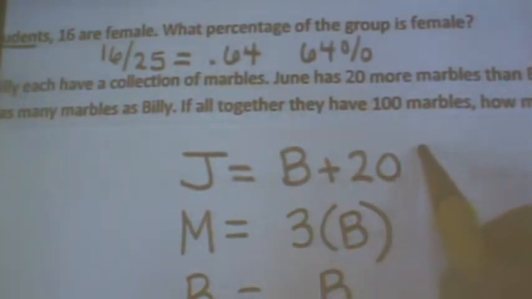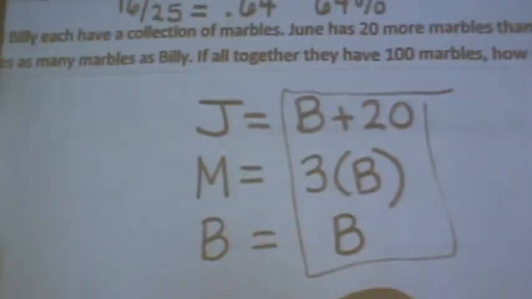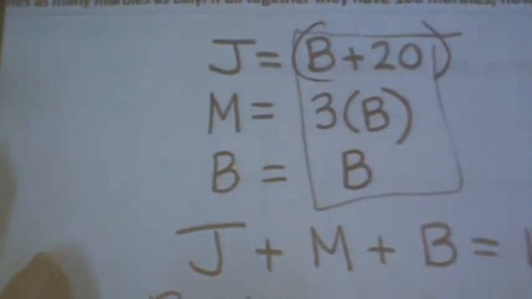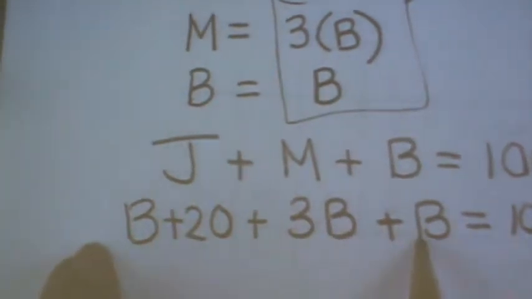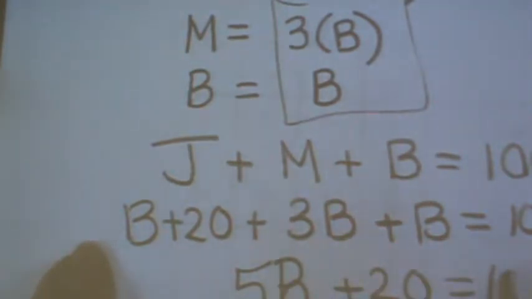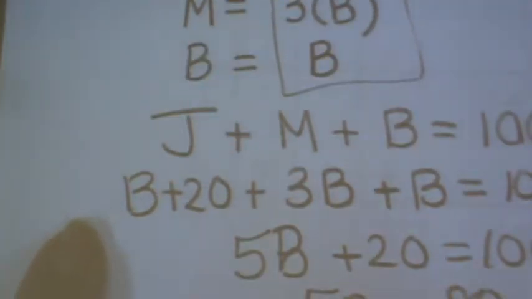So it says the sum of these is 100. So June plus Maria plus Billy, they have 100 marbles. So what you're going to do is substitute B plus 20 for June, 3B for Maria, and Billy just has B. So we're going to solve for B now. 3B plus these 2 B's is 5B. 5B plus 20 is 100. Subtract 20, you get 80, and divide by 5, and you get 16. So Billy has 16 marbles.